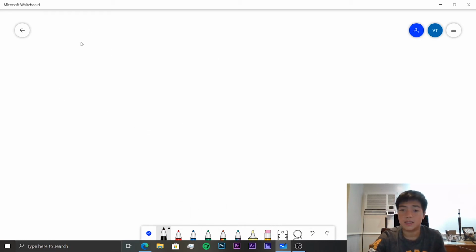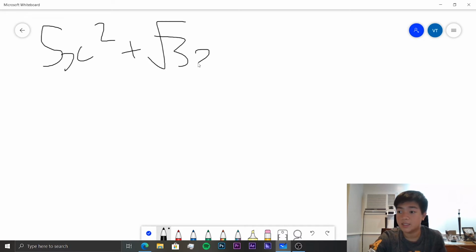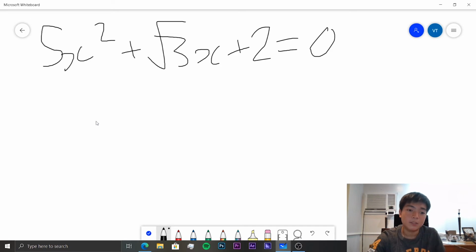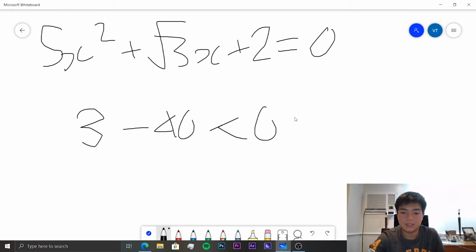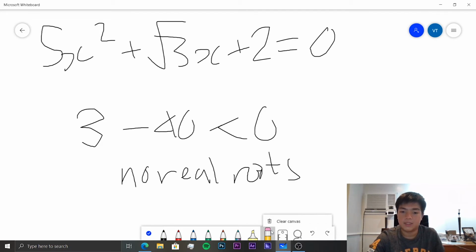For the next equation, we have 5x squared plus root 3 x plus 2 equals 0. Looking at the discriminant again, b squared, which is 3, minus 4ac, which is 4 times 5 times 2, so minus 40, is also clearly less than 0. So again, this has no real roots.